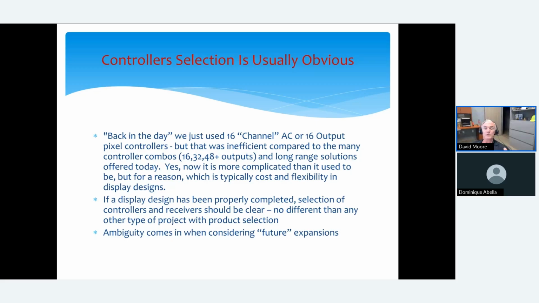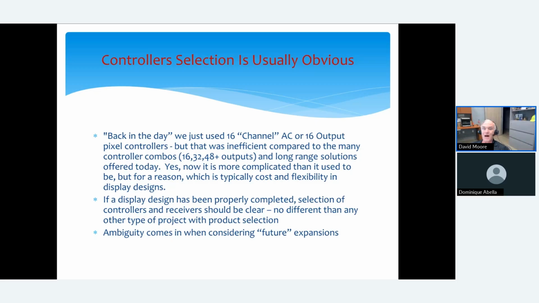And your display was defined as how many channels it had. It was 128. Oh wow, you had 256. So that was easy. I really kind of wish it was like that. Even when pixel controllers first came out, there were 16 outputs, and then we just basically sold all that.